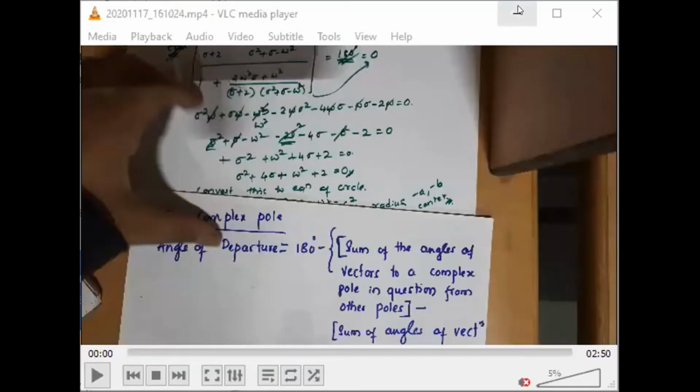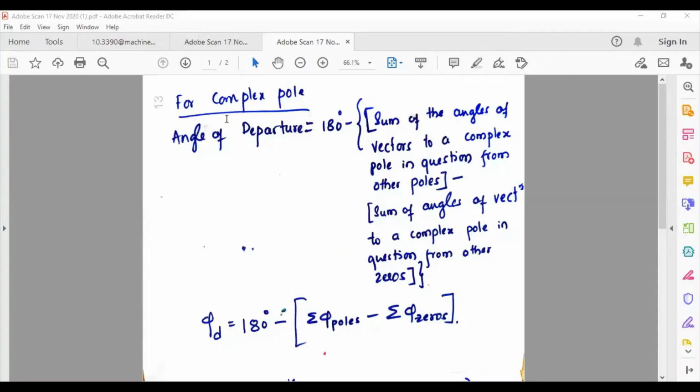So there is not much mathematics involved here. One straight direct step where we can substitute and find these parameters. So let me first take up the angle of departure. For a complex pole, the expression for angle of departure is, okay, it looks quite complicated as of now. Once you understand how to calculate, it is very much easy.